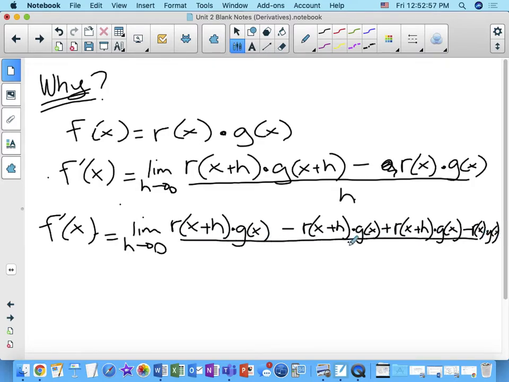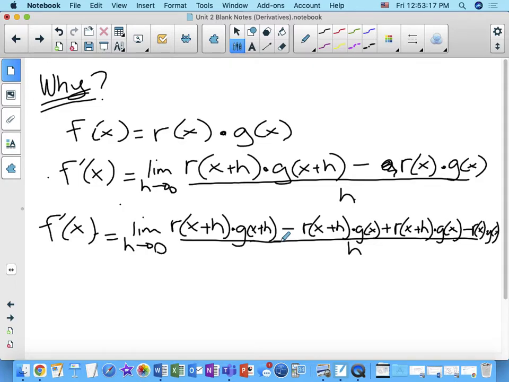over h. Okay, so what I did there is I still have this. Oh no, sorry. Plus, I messed that up. This should be g of x plus h. So this is the same as that.